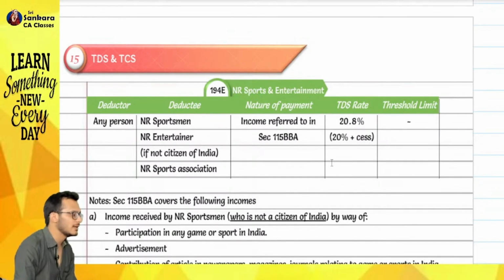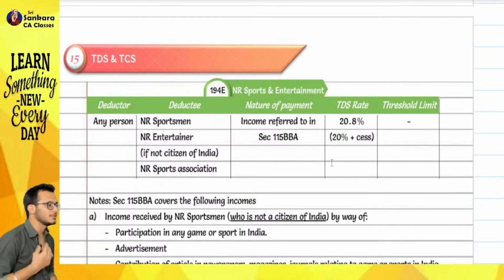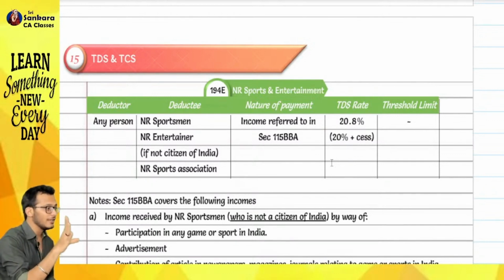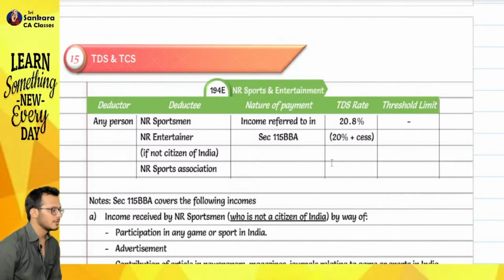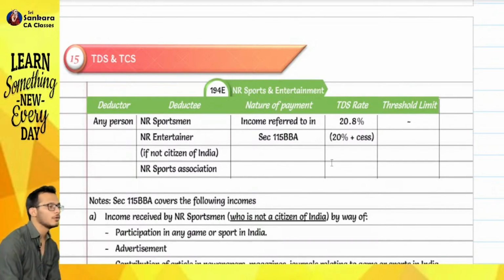Your next case is 194H. It talks about commission. The provision says if there is a principal agent relationship, and you pay commission or brokerage because of this relationship to the other person, you will deduct TDS at the rate of 5%, provided the threshold limit of 15,000 is crossed. If the amount does not go beyond 15,000, no TDS. Clear? Simple provision.